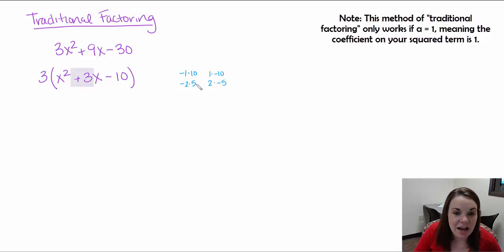So looking at this, I know that the 1 and 10 will not give me that. Which of these is going to add up to positive 3? That's right, we need the negative 2 and positive 5.